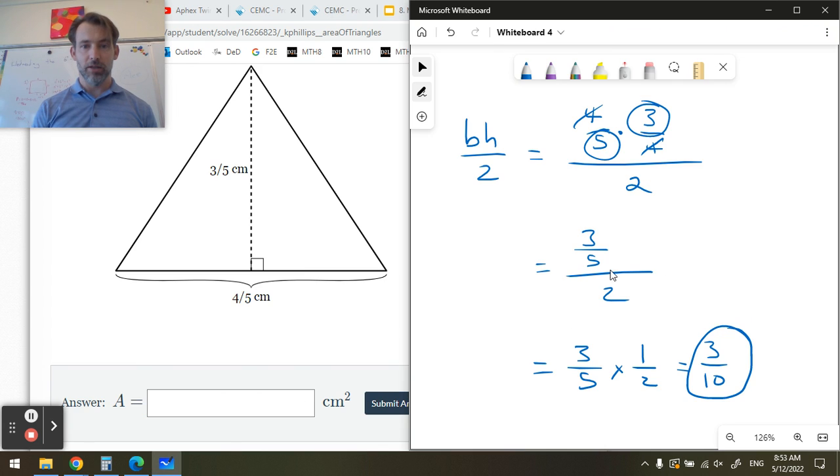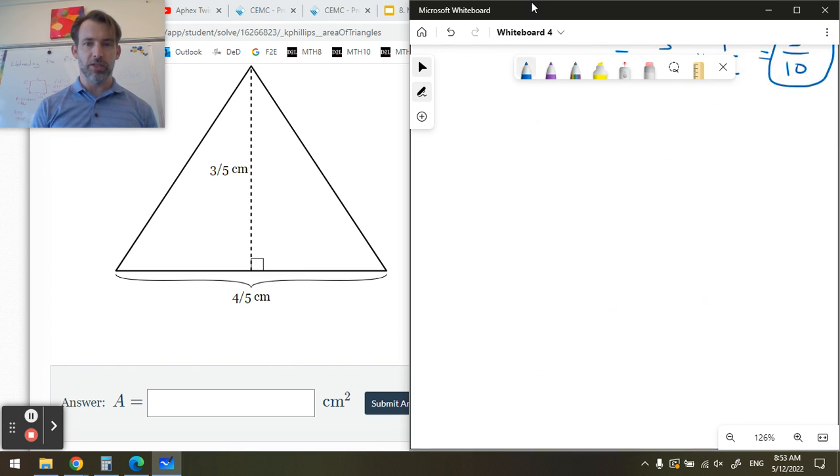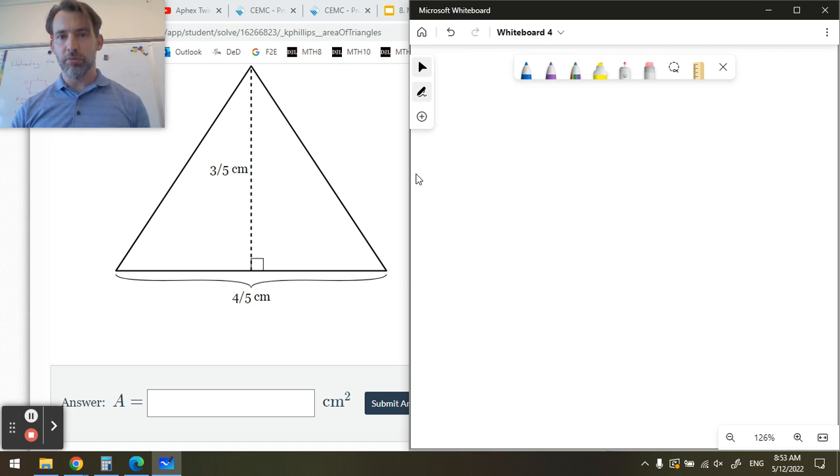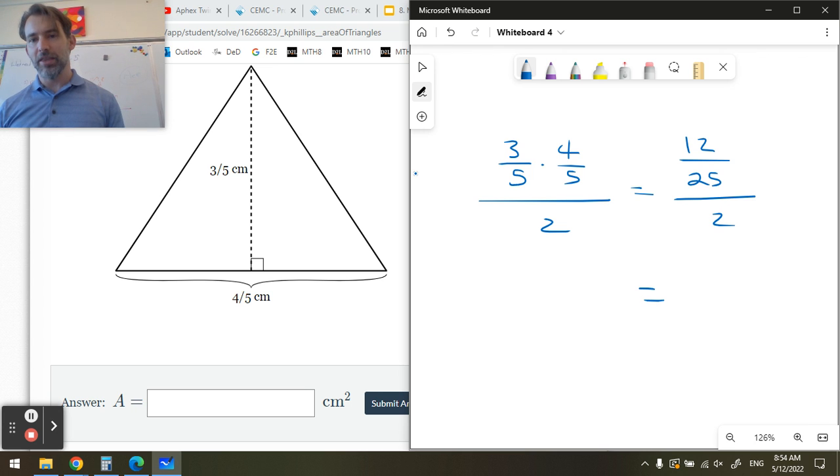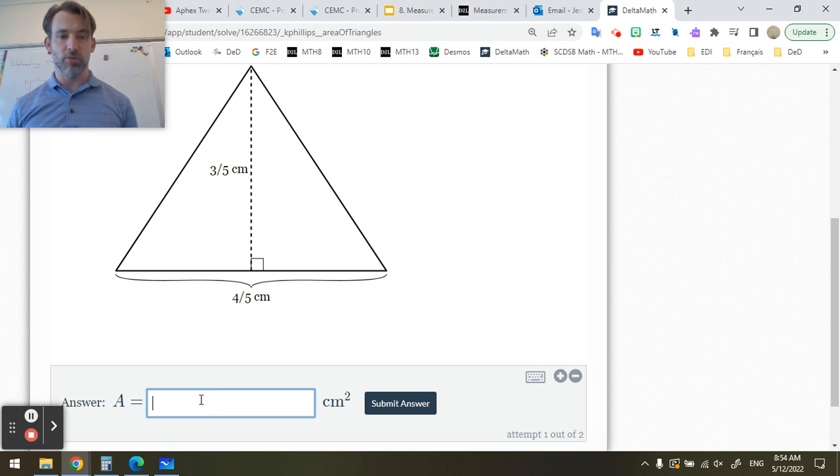Okay, so why? Well, you should practice doing these in your head too if they're easy for you. 3/5 is the base, this is the height, times base divided by 2, which is equal to 12 over 25 divided by 2. So here I can just divide 12 by 2, which is 6, and that's 6/25. You want to be able to do those, 6 over 25. Good review of our fractions.